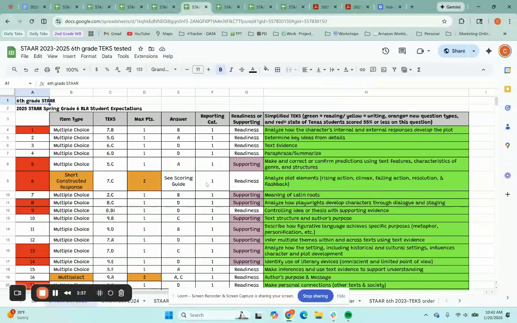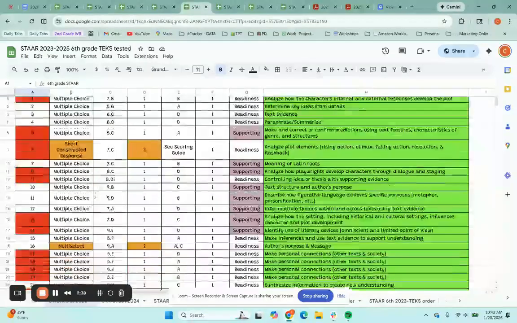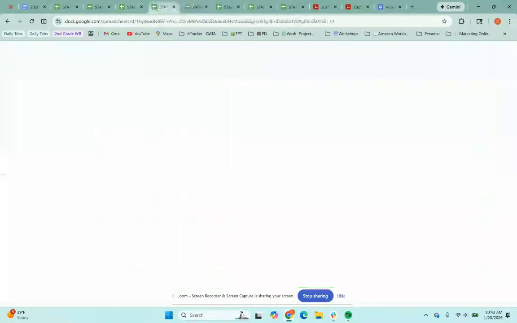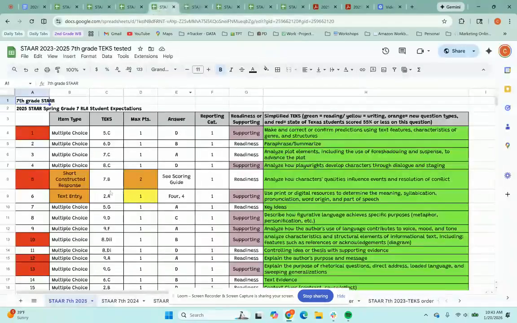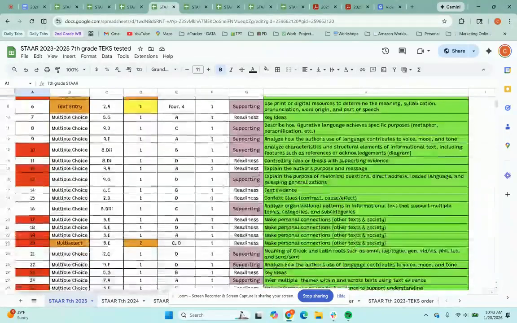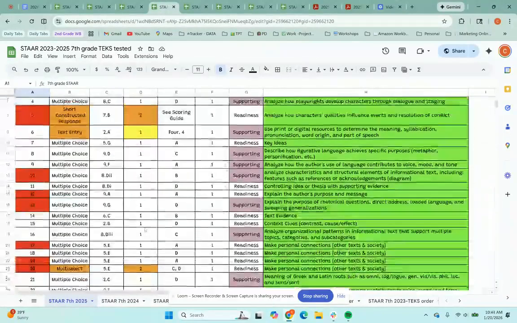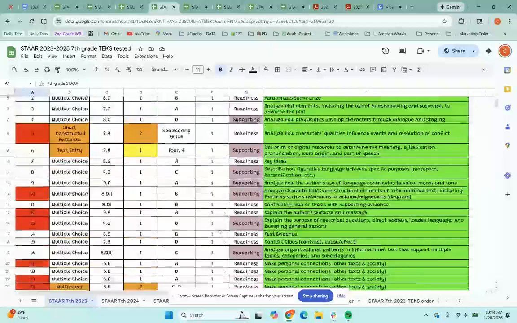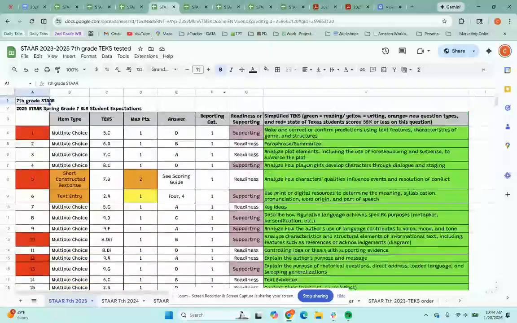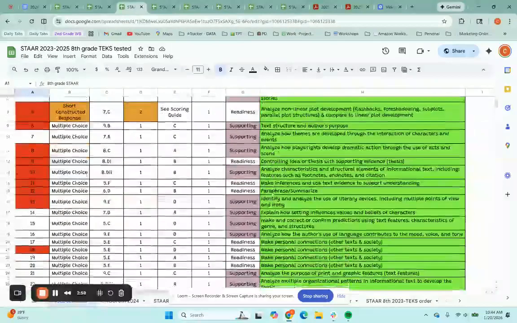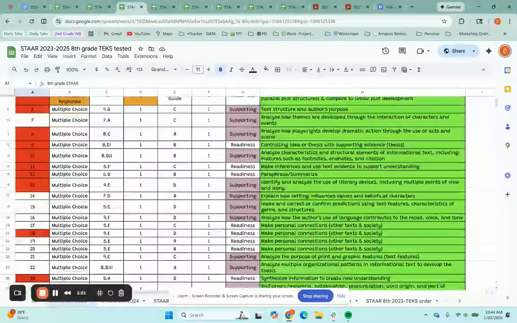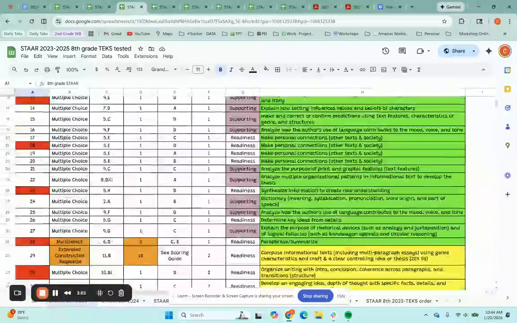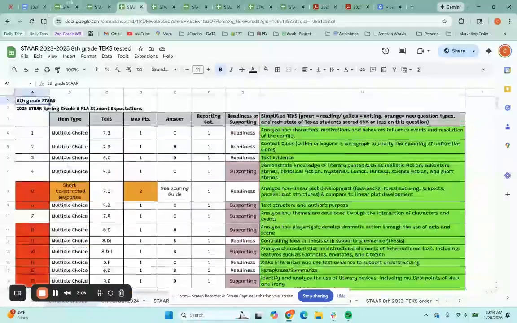So look at this. 6th grade, short constructed response is a hotspot, not multi-select. Good job. But all the other grades have short constructed response and multi-select as hotspots. So this one is 7th grade, has both of those, multi-select and short constructed response. 8th grade, short constructed response is a hotspot, also on plot, and multi-select was a hotspot.